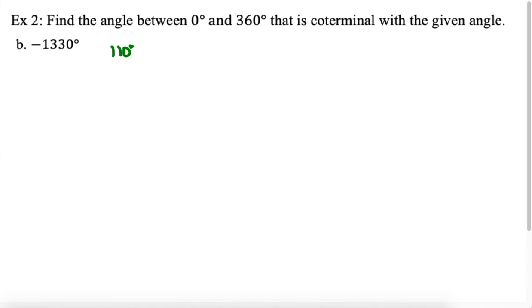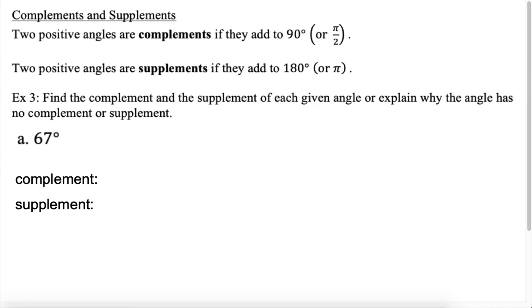All right. Our next idea is complementary and supplementary, right? Vocab ideas that I know you've seen before, but just to revisit them very quickly, two positive angles are complements if they add to 90, or in terms of radians, that would be pi over 2. And two positive angles are supplements if they add to 180 degrees, or again, in terms of radians, if they add to pi. So real quick, let's find some complements and supplements of given angles.